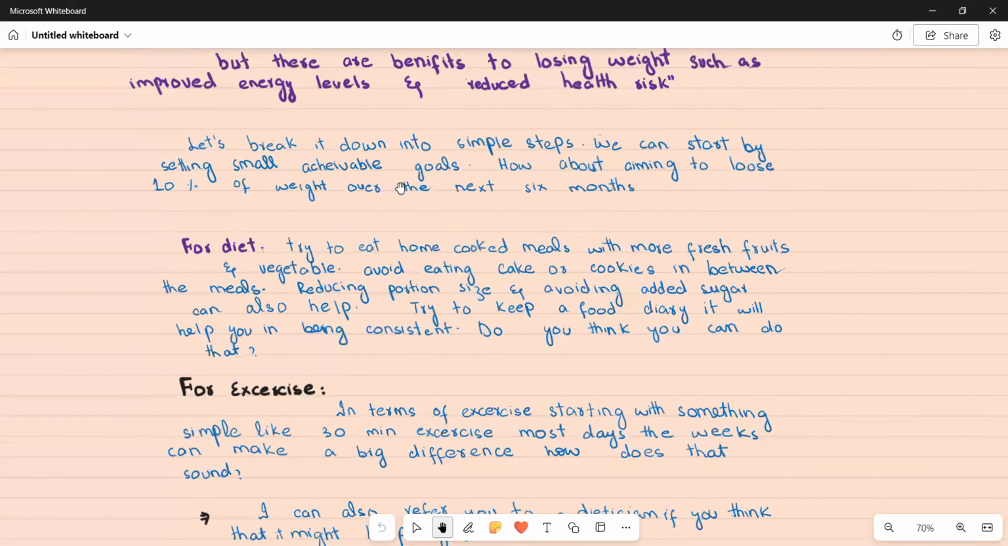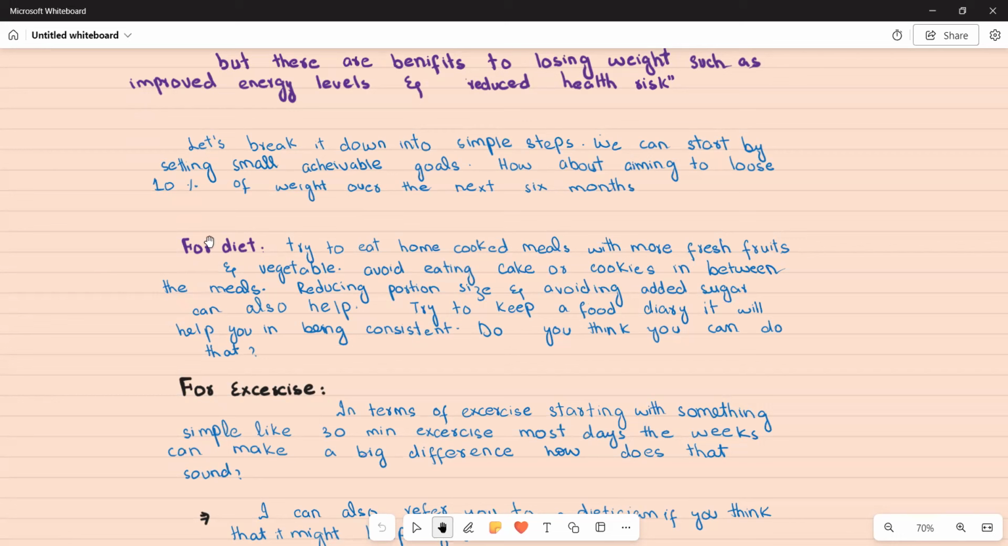So we'll tell the patient, let's break it down into simple steps. We can start by setting small achievable goals. How about aiming to lose 10% of your weight over the next 6 months? So you are phrasing the questions in a way that you are making a shared management plan. Tell the patient we can start by setting small achievable goals. How about aiming to lose 10% of weight over the next 6 months? And then you will wait for the patient's answer. They might agree with you. They might say, no, doctor, I want to lose 5% or 8% of my weight over the next 6 months, which is all right.